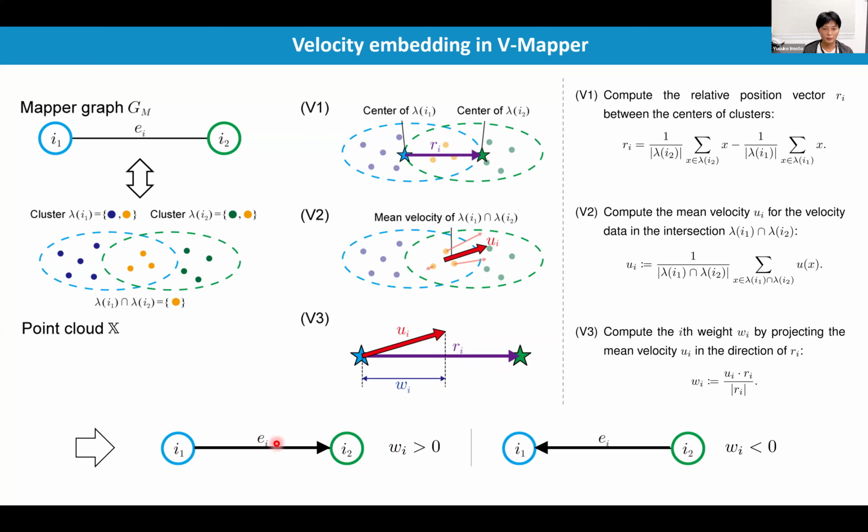If the weight is positive, the direction is from I1 to I2. In contrast, if it is negative, the direction is from I2 to I1. If the weight is 0, we eliminate the edge as noise. The absolute value of the weight shows the flux of flow.